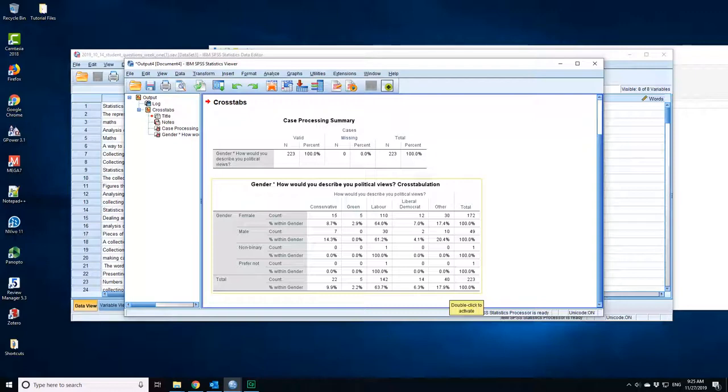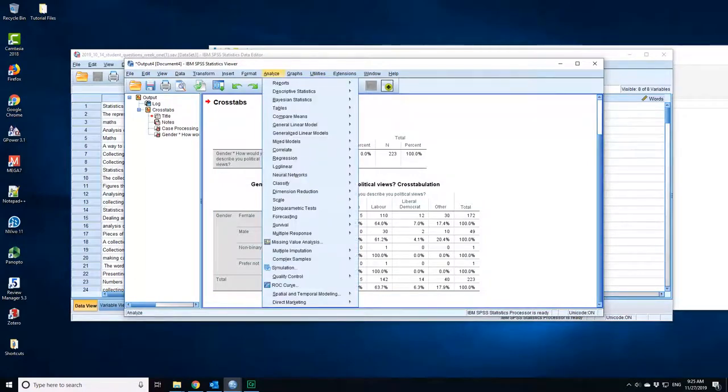Liberal Democrat, you're twice as likely to be a Liberal Democrat if you're female compared to male, and the others are roughly about the same. Non-binary, you can't really take any lessons from this because there's only a single individual, who in this case is a Labour supporter, and the prefer-not-to-say is also a Labour supporter. But that data set is too small for you to take any messages.